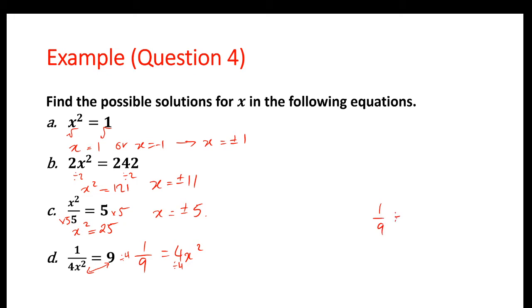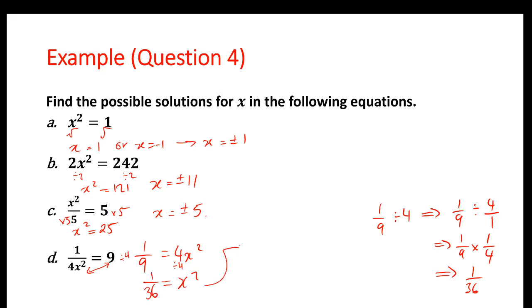Now if you want the theory for this, I'm just going to do this on the right. 1 over 9 divided by 4 is the same as 1 over 9 divided by 4 over 1, which is the same as 1 over 9 times 1 over 4. So remember, dividing fractions is the same as multiplying by its reciprocal. So 1 over 9 times 1 over 4 is 1 over 36. So when I divide both sides by 4, I get x squared is equal to 1 over 36.